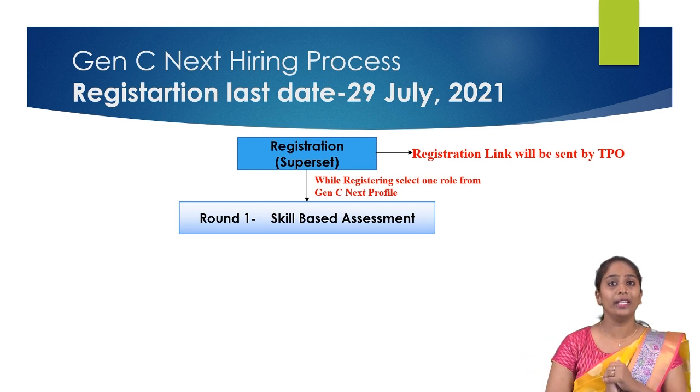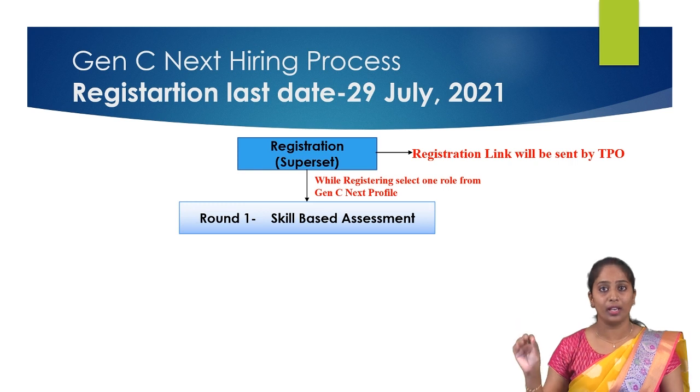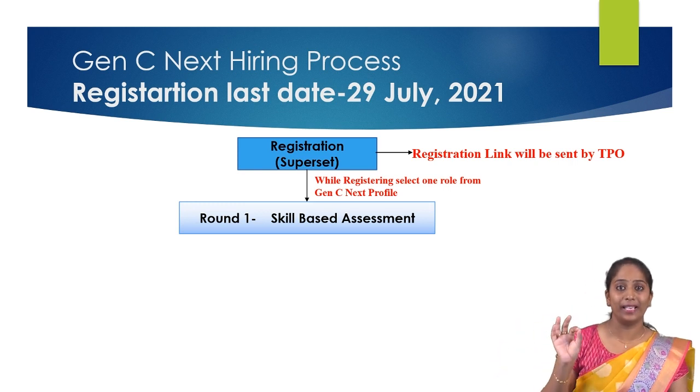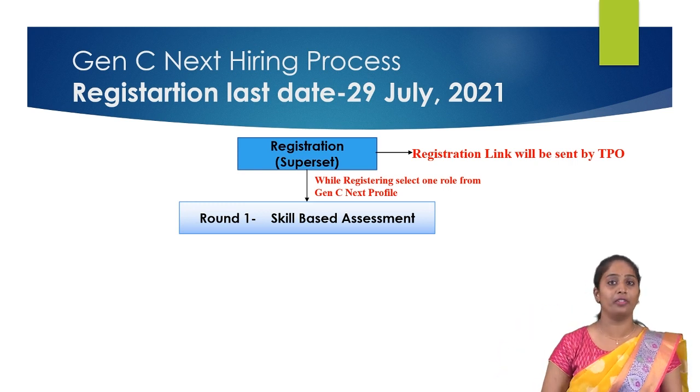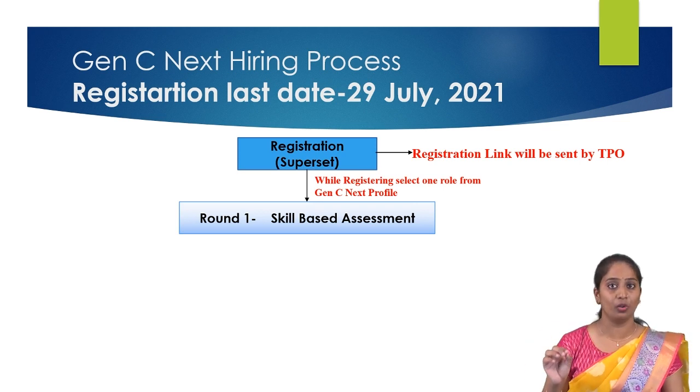So just note down the important dates of the GenC Next hiring. Registration will end on 29 July 2021. The skill-based test will be in the first week of August, and technical and HR interviews will be done in the second week of August for the GenC Next hiring.